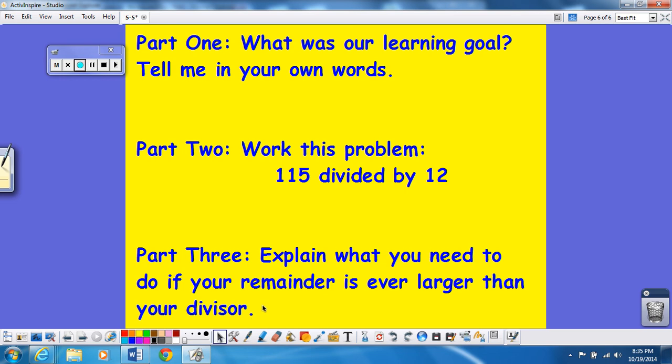And now part 3. In part 3, I would like for you to explain to me with your words, what are you going to do if your remainder is ever larger than your divisor? What does that tell you? And what should you automatically know that you need to do if that ever happens? You can go back through the video if you need to and look. But hopefully that's something that you picked up on. It's real important and it will help you as you continue to work problems like this.